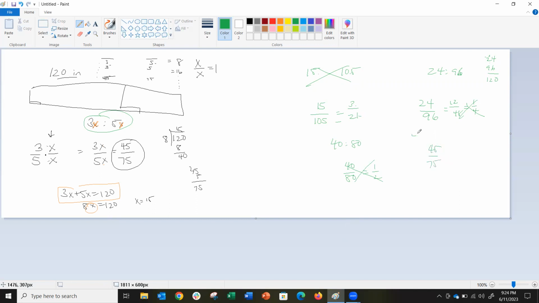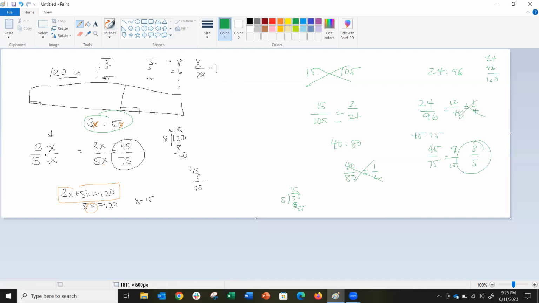So then you can check 45 to 75. I wrote it as a fraction, but 45 to 75. They add up to 120. 5 goes into 45 9 times. And 5 goes into 75 15 times, so we have to reduce that one more time. 3 goes into 9 3 times, 3 goes into 15 5 times, ding, ding, ding, there's that 3/5.